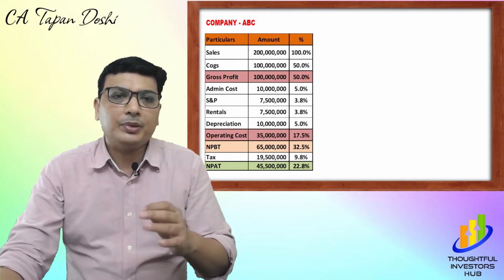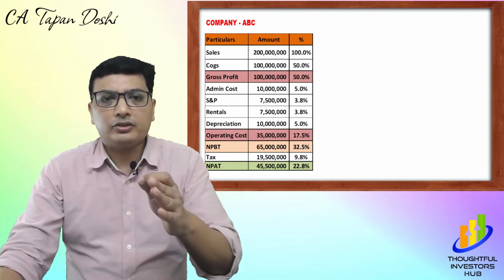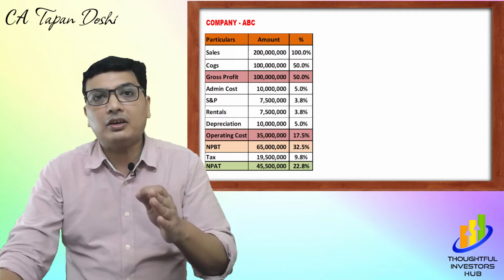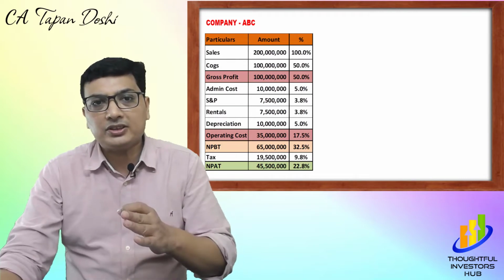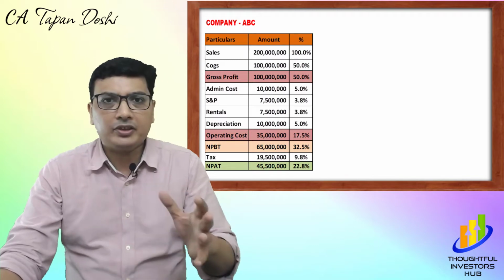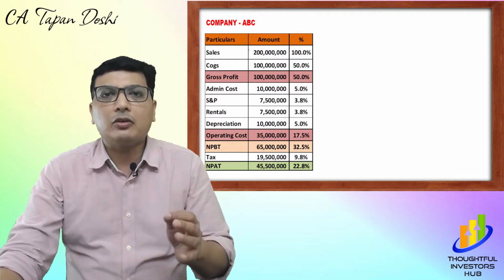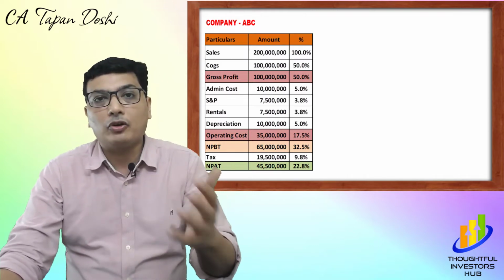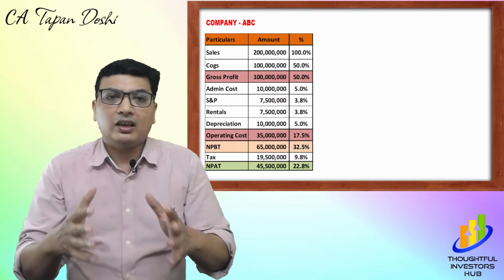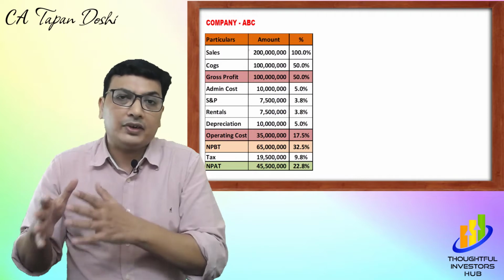And S&P is around 75 lakhs. Similarly, rental is 75 lakhs. In S&P, we covered selling and promotion expenses and whatever is related to advertisement and everything. And in rentals, we cover whatever rentals we pay for office, warehouse, and everything. That is around 75 lakhs.